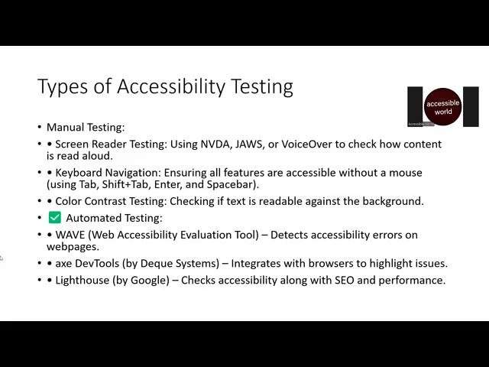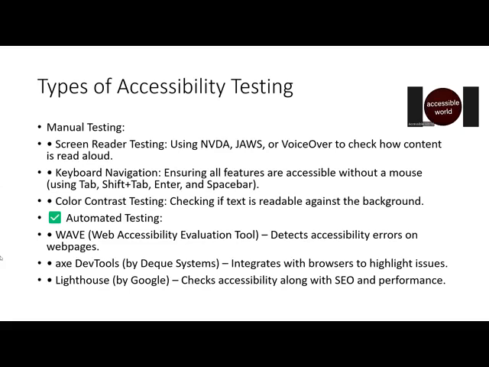Keyboard navigation is also very important. We need to navigate from top to bottom using the keyboard, because motor impaired users will not be able to use the mouse. Mostly they depend on the keyboard. Color contrast testing is very important during accessibility testing, because if the color contrast is not up to the mark, many people will not be able to distinguish between the background and foreground.